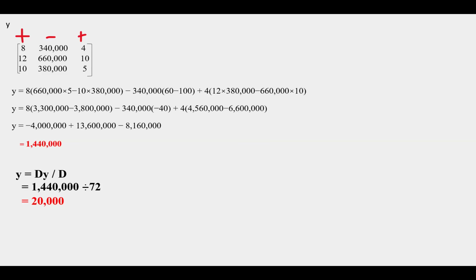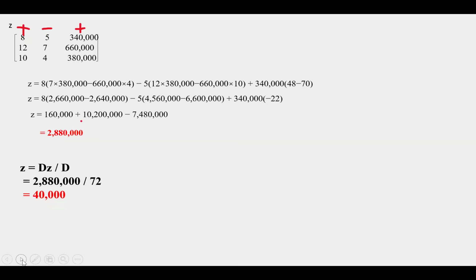So remember, I explained that I've now just found the determinant of y. I have not found the value of y. So I'm going to divide the determinant of y, which is 1,440,000 Uganda shillings, divide by 72, which will give you your value of y as 20,000. So I'm going to proceed. If I'm going too fast, kindly let me know so that I can be a bit slower.